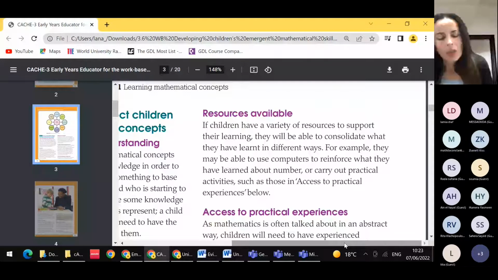Also, we have access to practical experience. What does this mean? Can you please tell me what does it mean?